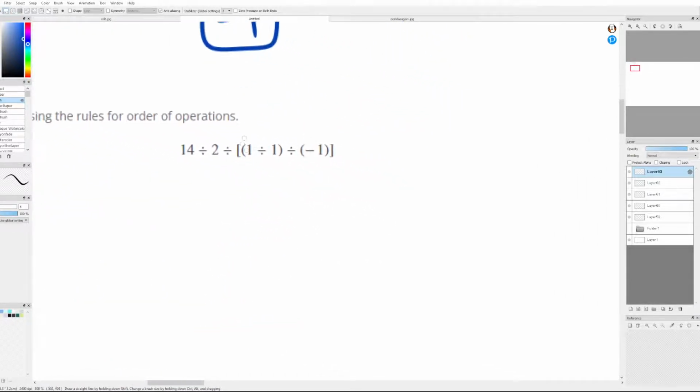Same for this one. We have brackets, and then we have two sets of parentheses inside. Luckily, this one's already simplified. So what is 1 divided by 1? Well, that's sort of a trick question. Anything divided by itself is equal to 1. So 1 divided by negative 1, because this is what we have now, is going to equal negative 1, because there's a negative 1 on the bottom in this case. And then that is going to be in our brackets, but it's already simplified, so we don't really need to worry. We have 14 divided by 2 divided by negative 1. 14 divided by 2 is equal to 7. 7 divided by negative 1 is going to equal negative 7. So that is going to be our answer.